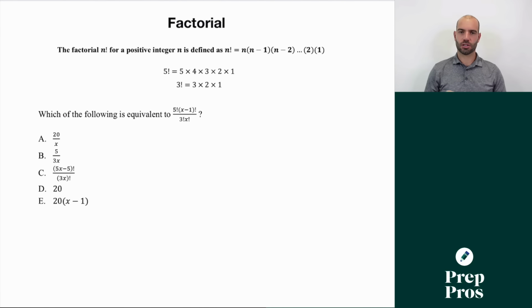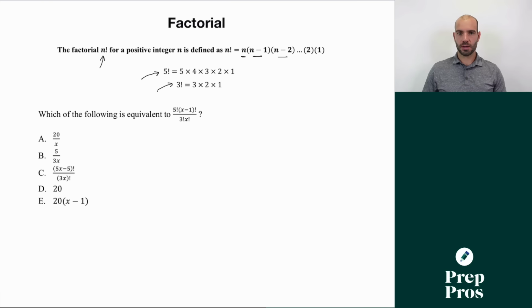If you've never heard of factorial before, it's when we see this little exclamation point after a number. Now, technically, n factorial is defined as n times n minus 1 times n minus 2 all the way down to 1. Now, if that seems confusing, no worries. Let's use some numbers. As a simple example here, 5 factorial is 5 times 4 times 3 times 2 times 1. 3 factorial is 3 times 2 times 1. 10 factorial would be 10 times 9 times 8 times 7, all the way down to 1.